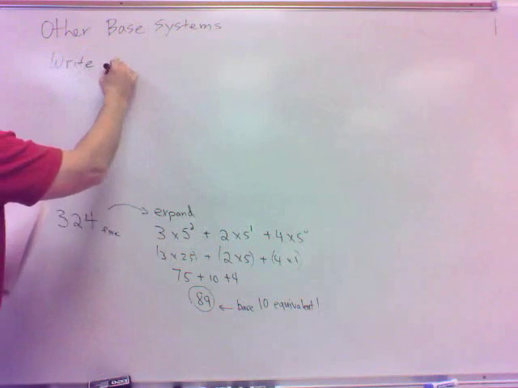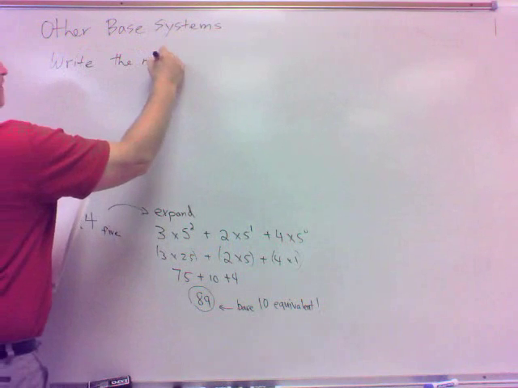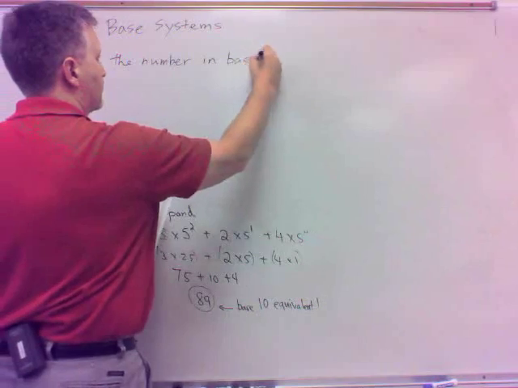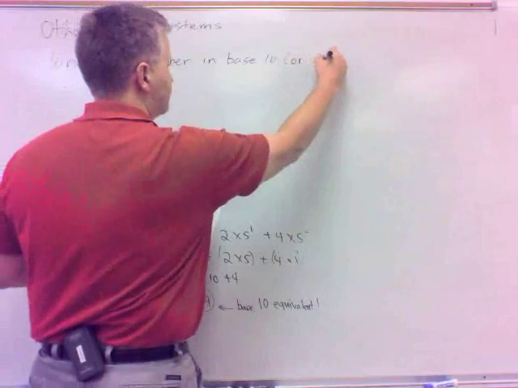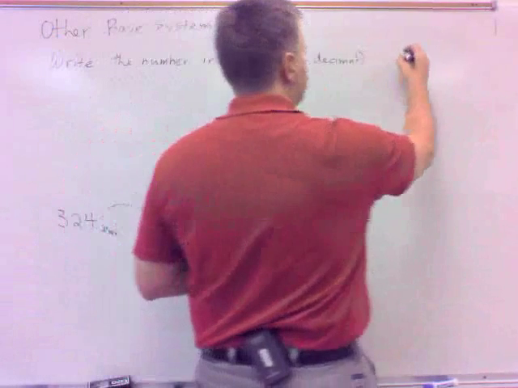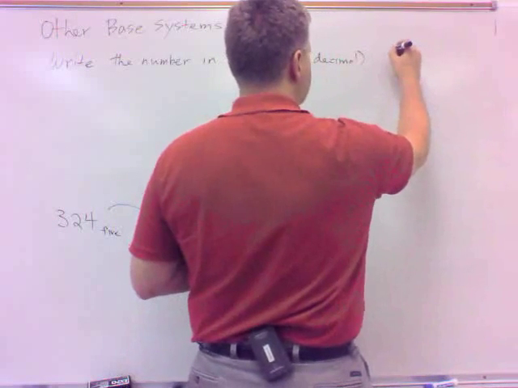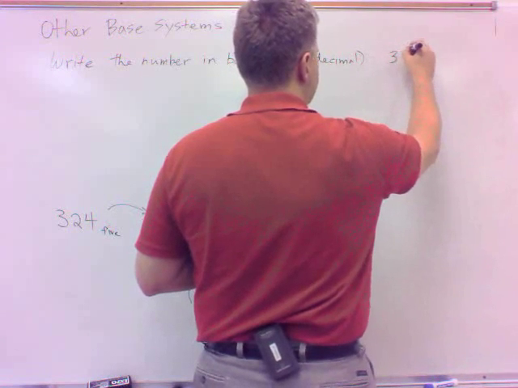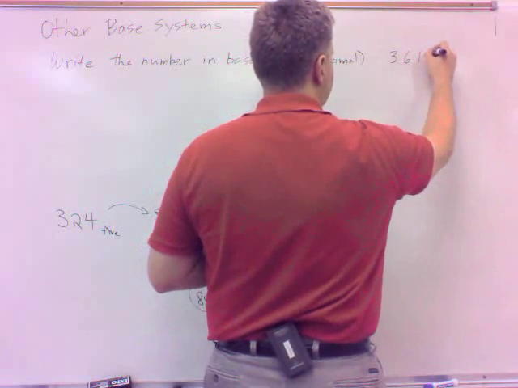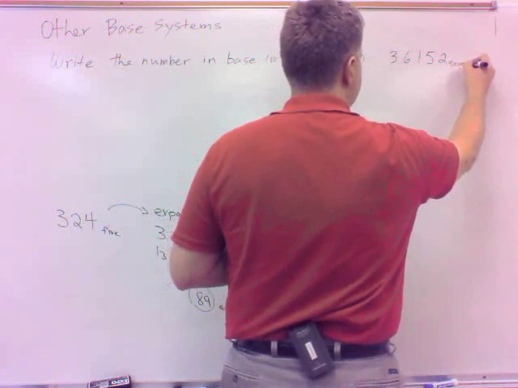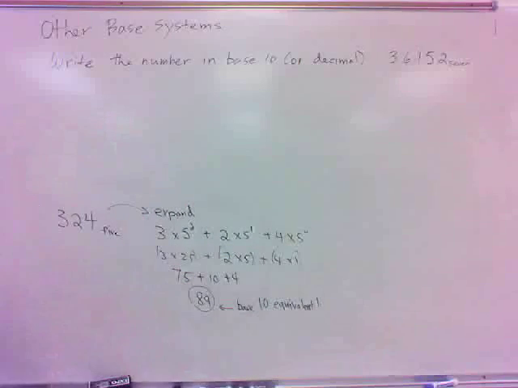Write the number in base 10, or decimal, I think maybe how they say it in the book. All right, so let's say I have 3, 6, 1, 5, 2. The base is 7. Write that number in base 10.